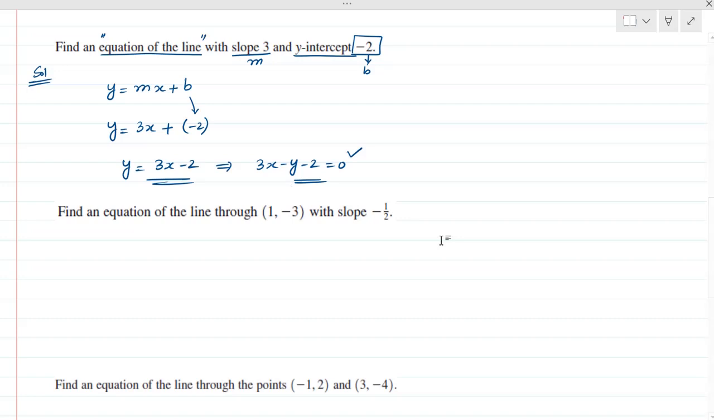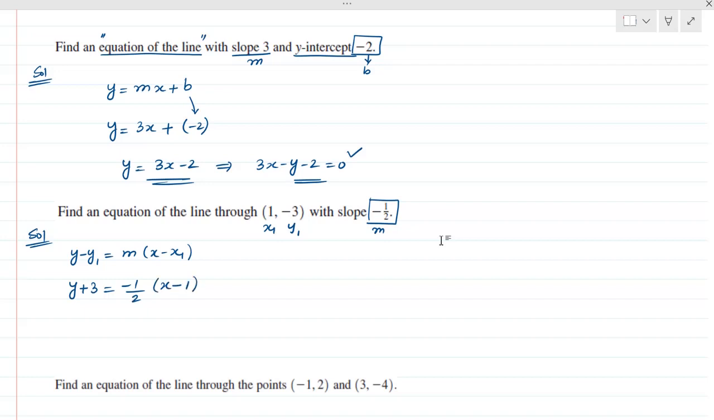The next one. Find the equation of a line given that one point is given and a slope is given. So you have to find the equation of a line. So we use the formula y minus y1 equals m times x minus x1. So just substitute the values. y minus of minus becomes plus, equals m, minus half, times x minus 1.